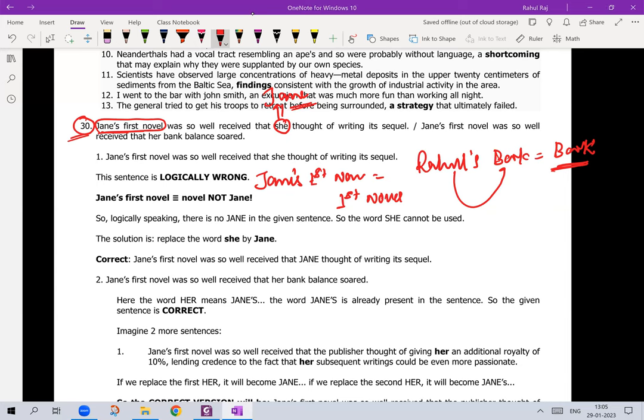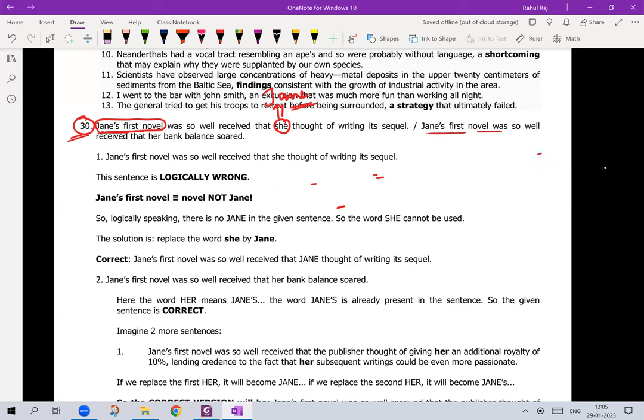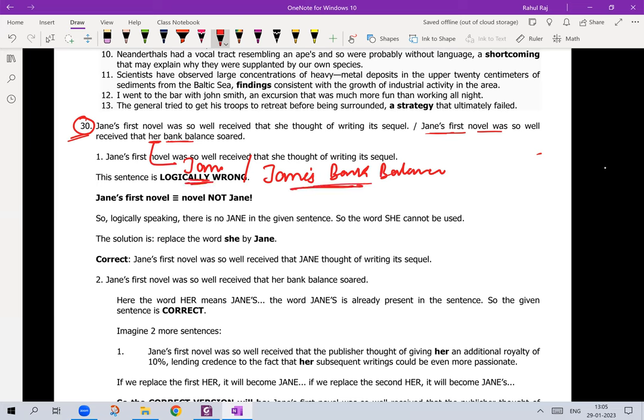Now look into the second statement. It says Jane's first novel was so well received that her bank balance soared. Now tell me, are you talking about Jane over here, or are you talking about Jane's bank balance? Think about it. We are talking about Jane's bank balance for sure. So this her is absolutely fine, because this is going back to Jane's.